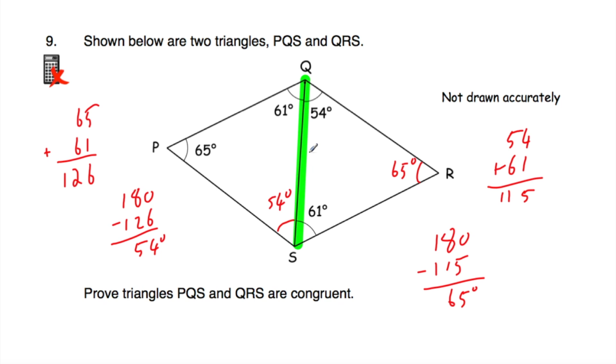Now because that side's in both triangles, we've actually got angle side angle. We've got an angle, we've got the side, and then we've got an angle. Both triangles have got a 61-degree angle, this side, and then a 54-degree angle. So that means they're congruent to each other due to angle, side, angle. We've got an angle, this shared side, and then an angle. That means they're congruent to each other. So let's write that down.